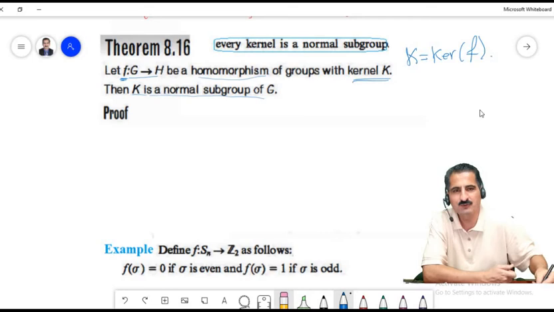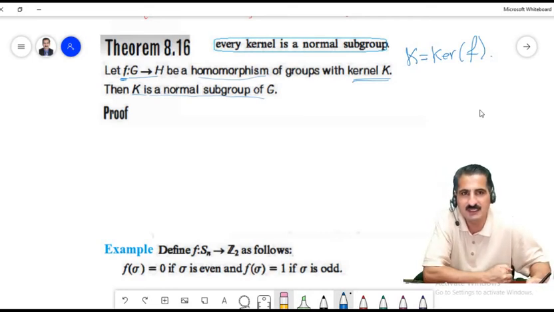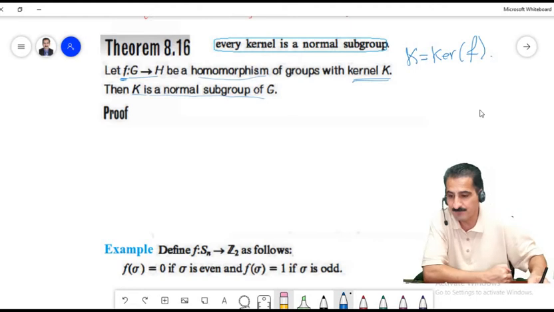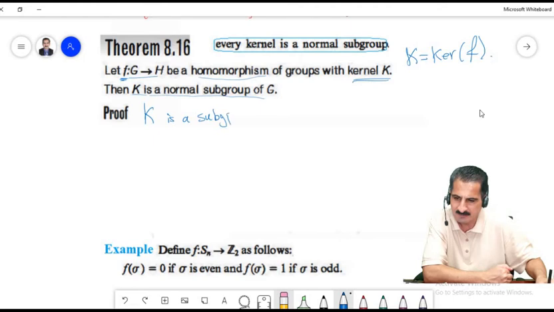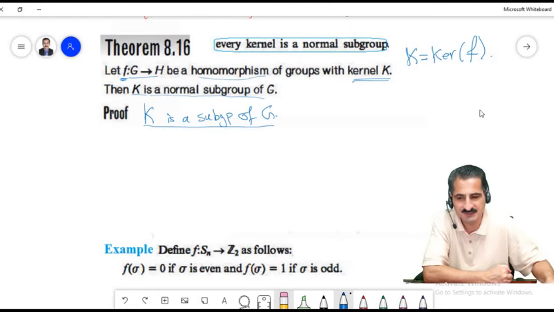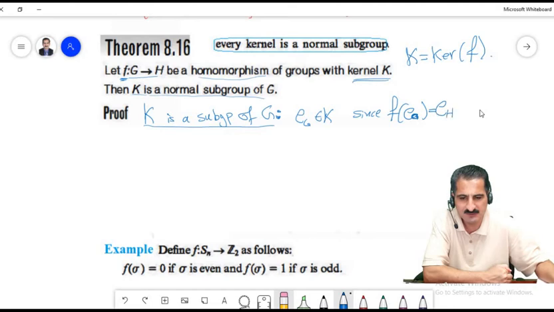Okay, so we need to prove first that K, the kernel, is a subgroup. So first, K is a subgroup of G, and to prove it is a subgroup, we need to prove the identity is in there, and we have already done that. So the identity of G belongs to K. Why? I will write this again. Since the image of the identity of G equals the identity of H, and this is true since F is a homomorphism.